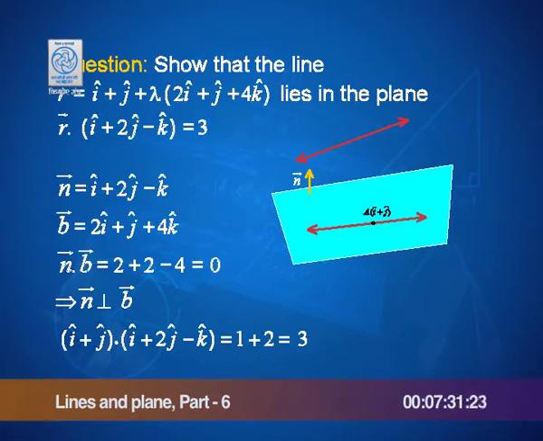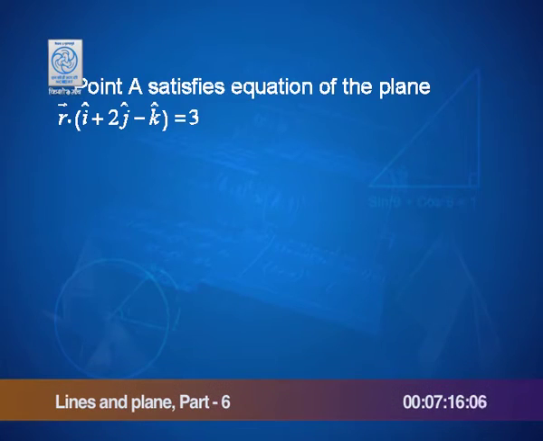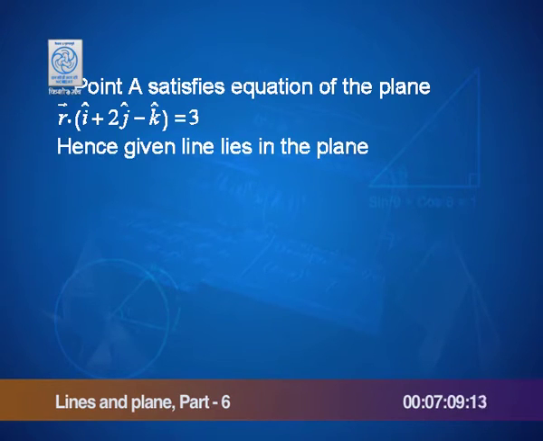So, further, if I take the point i cap plus j cap, which is lying on the line, and replace it in the equation of the plane, I get again the dot product turning out to be 3. That confirms that the point of the line is also a point of the plane, and therefore, the given line lies in the plane. I would like you now to think of an alternative.